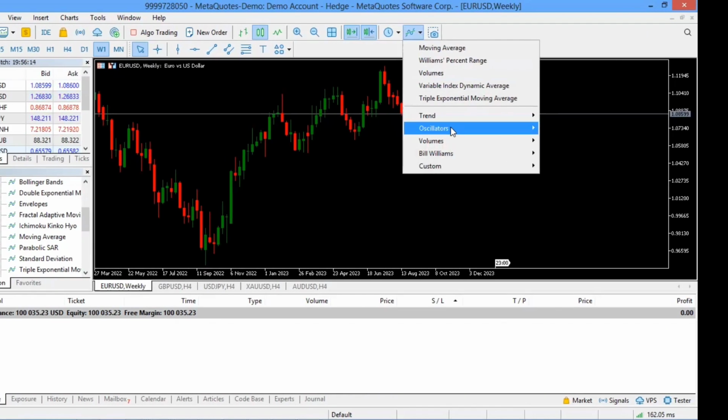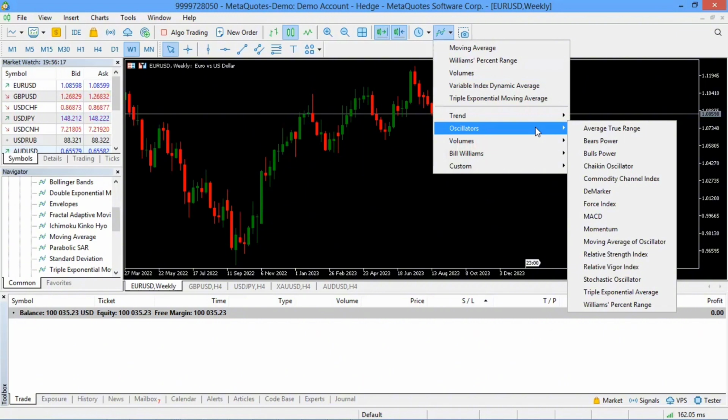So MACD is an oscillator, meaning that it trades within two values, or it comes to a point. In the case of MACD, it comes to a point, which is the 0 point. Oscillators are indicators that trade within a central line or within two values, like the relative strength index. It trades between two values, the 0 and the 100, where normally we put 30, 70 or 20, 80.